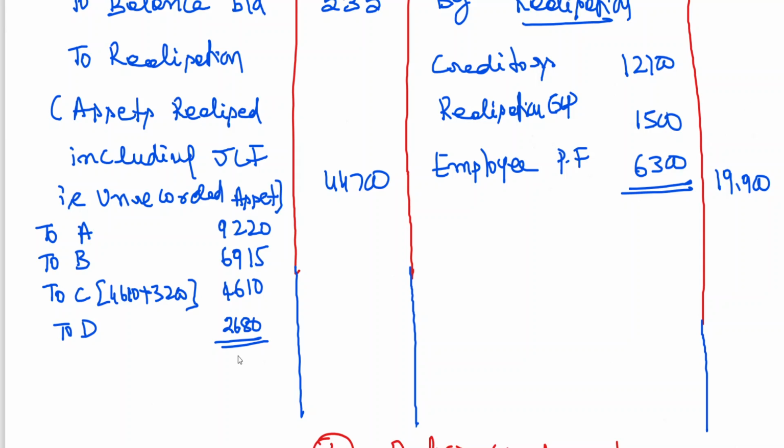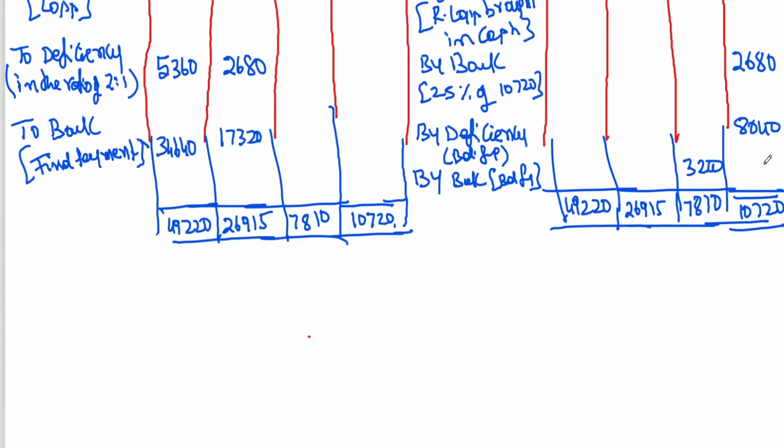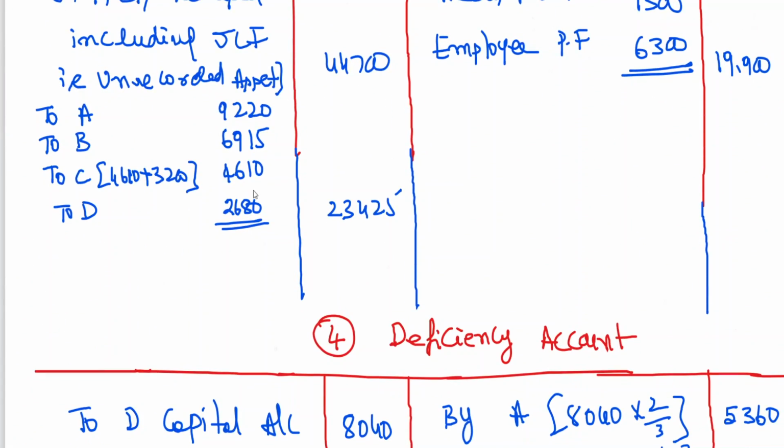It is coming to 23,425. You know that this is realisation loss. A has brought realisation loss in cash, a notional entry. B has brought realisation loss in cash. C has brought realisation loss in cash, 4,610, no? 4,610 plus his debit balance that also he has brought. So 4,610 plus 3,200 is coming to 7,810.